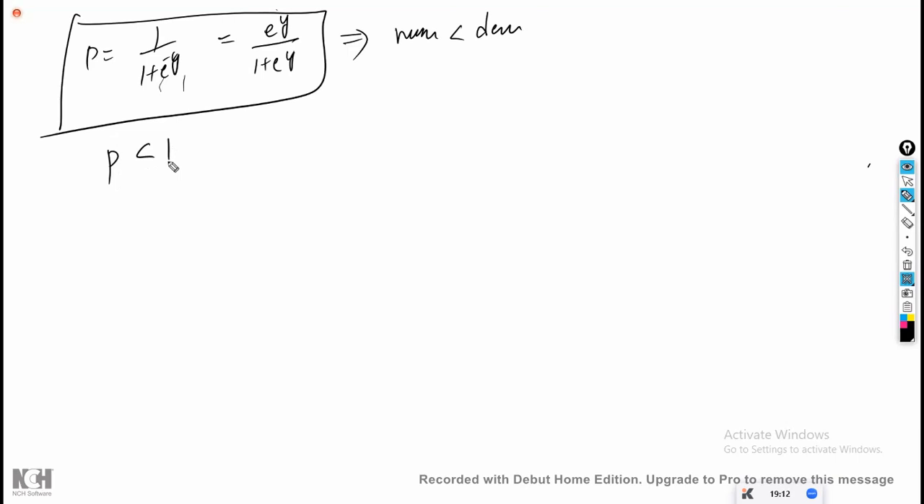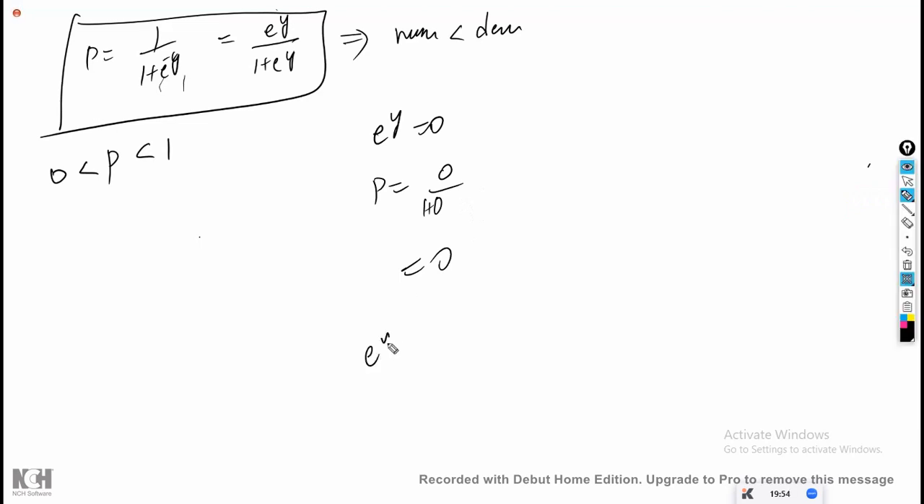Using this sigmoid function, all the values are converted between 0 and 1. The least possible is 0. If e to the power of y is completely equal to 0, what is the probability value? 0 divided by 1 plus 0, which is equal to 0. In that case only the probability is going to be 0. It is never going to cross 1, and it can't be equal to 1 also.